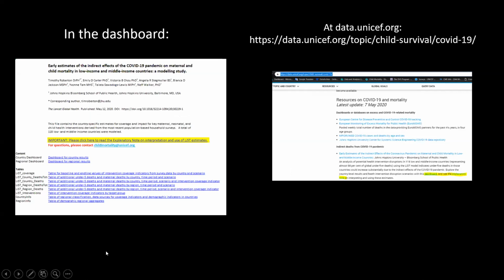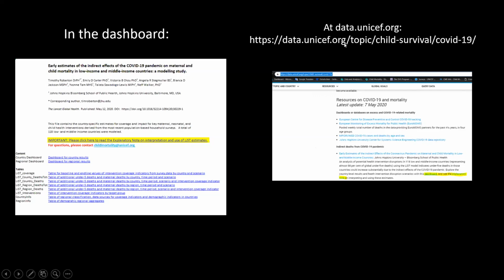Good morning, good afternoon to everyone. I'm Dave Sherrill from UNICEF-WHO with Dunjan and Lucia on child mortality estimation, and I just wanted to briefly cover an explanatory note that we have developed to accompany the dashboard and paper that Lucia, Tim and Emily just described. I want to point out first that this explanatory note is available in the country dashboard that Lucia just talked about, in this highlighted portion.